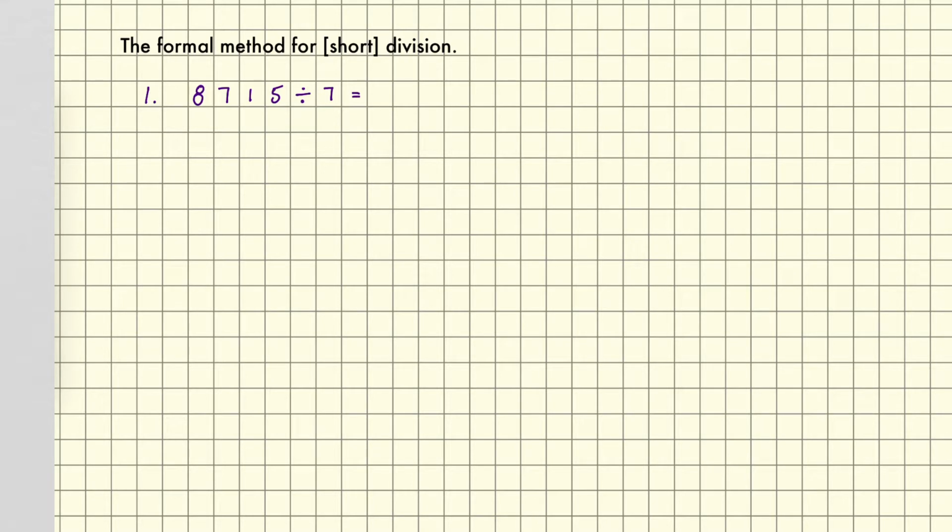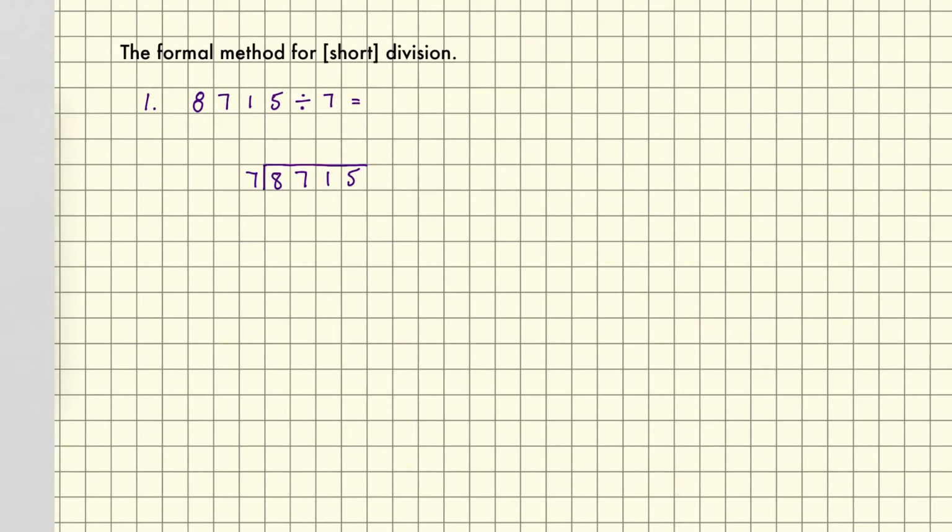Now, to do the short division method, we lay it out like this. So this here is how we lay it out. We sometimes call this the bus stop method. And we've got our dividend now inside the bus stop and our divisor just outside. And we are going to split this number up into 7 equal parts.